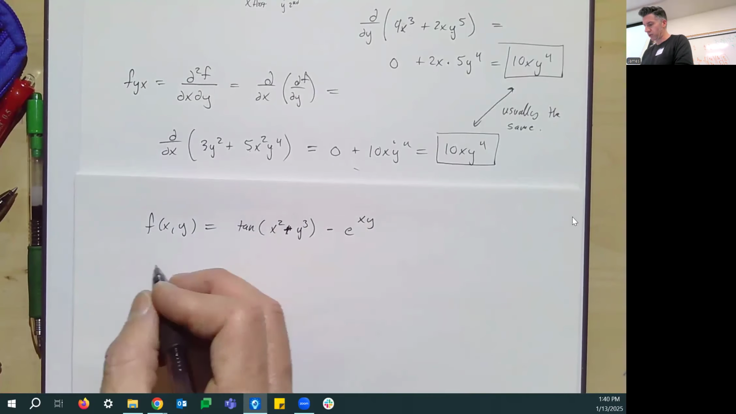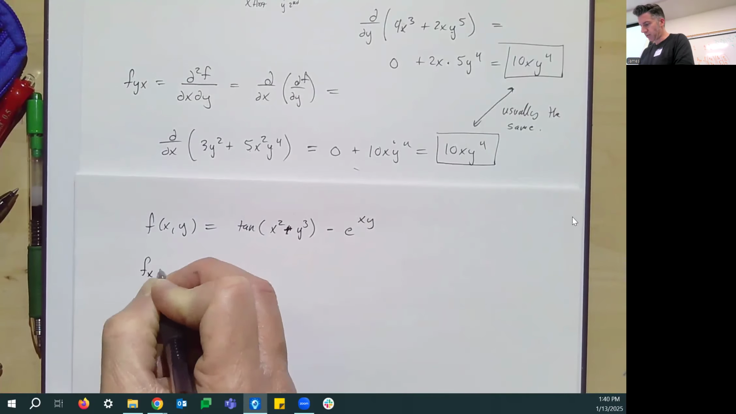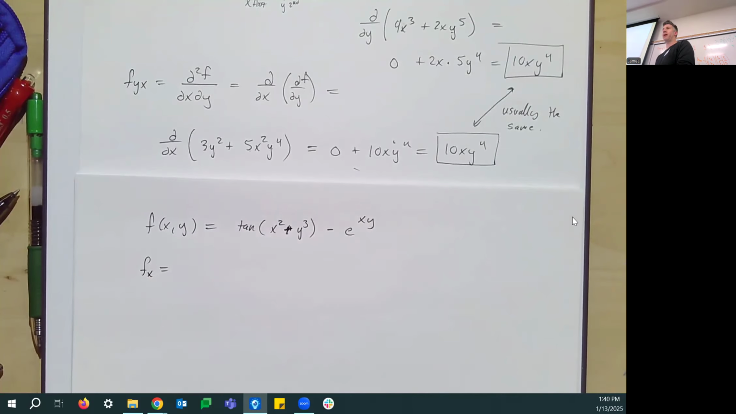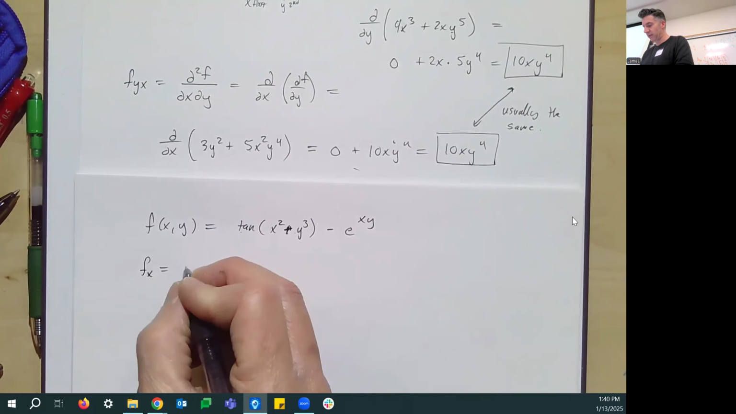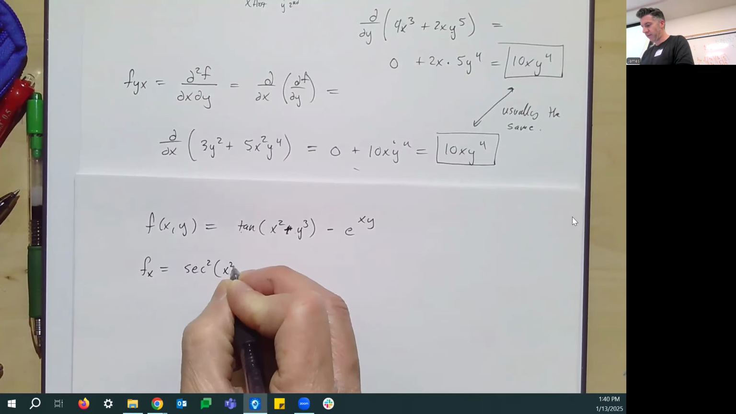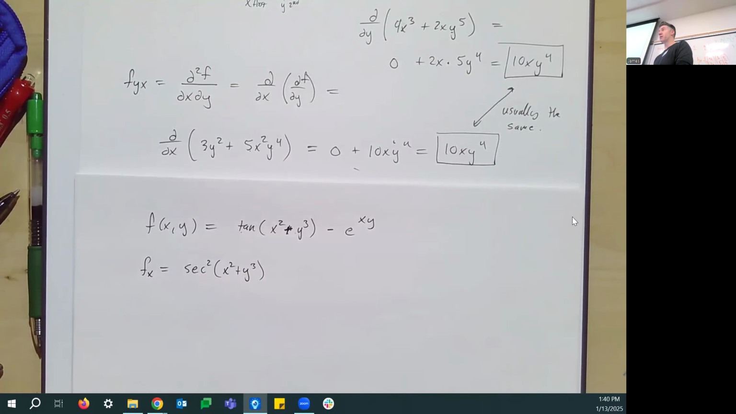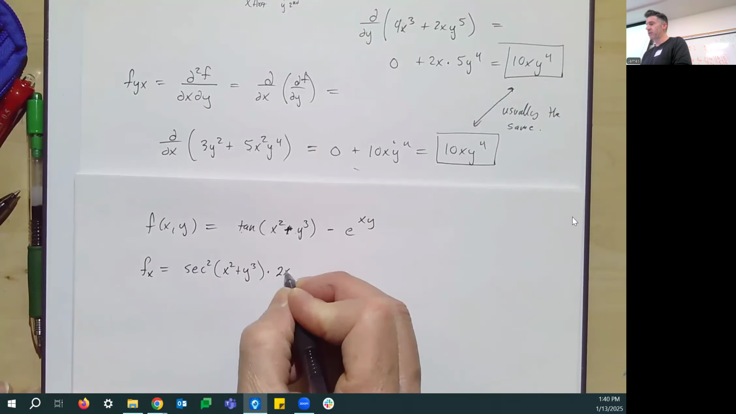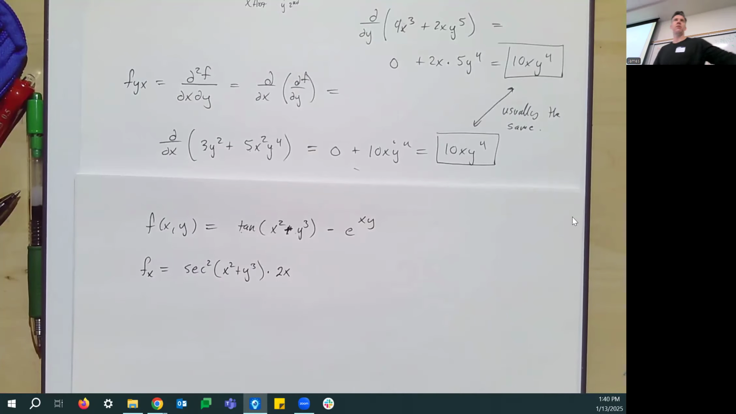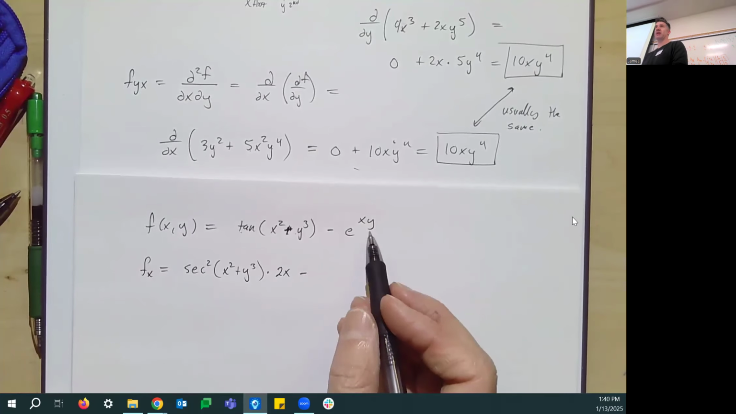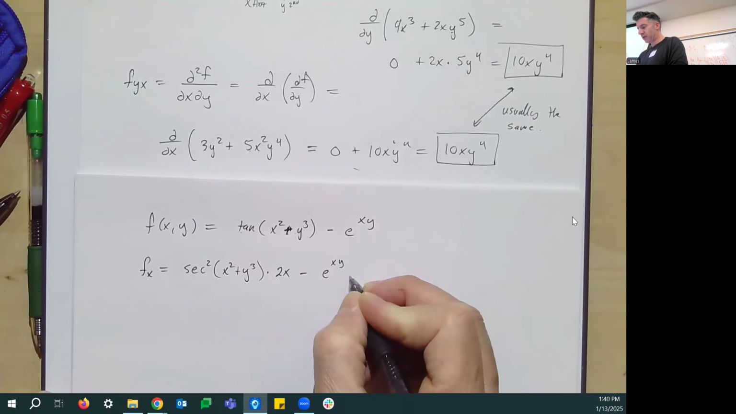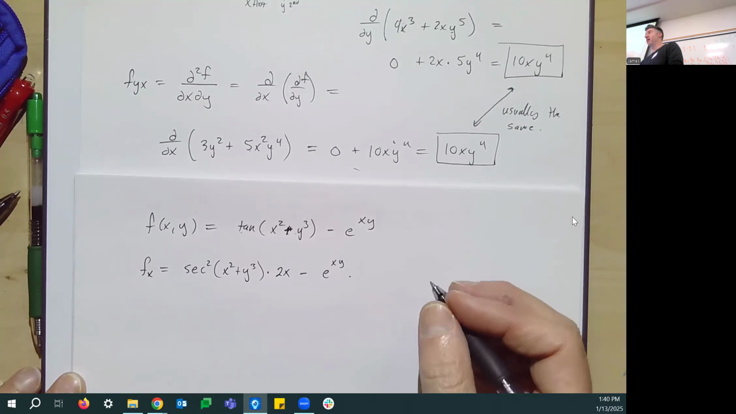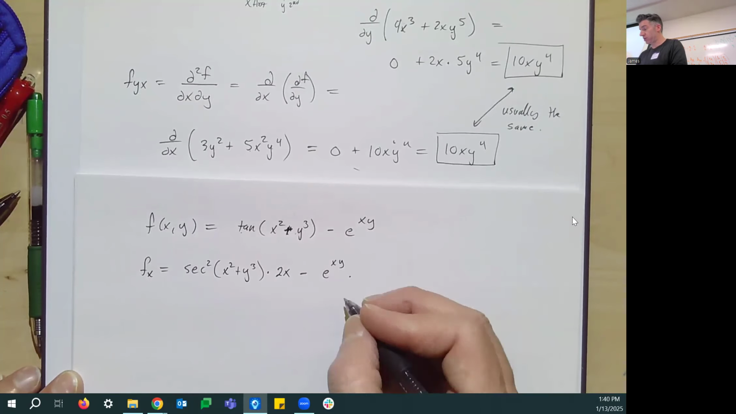So if I was going to find the partials, I would do it this way. Partial with respect to x. Again, I'm treating y like a constant. So I've got tangent of some stuff. The derivative of tangent of some stuff is secant squared of that stuff. And then I have to multiply by the derivative of the inside stuff, which is going to be 2x plus 0. Minus the derivative of e to the something, which is e to the something times the derivative of the something. So the derivative of e to the xy is going to be e to the xy times the derivative with respect to x of xy, which is 1 times y, or just y.